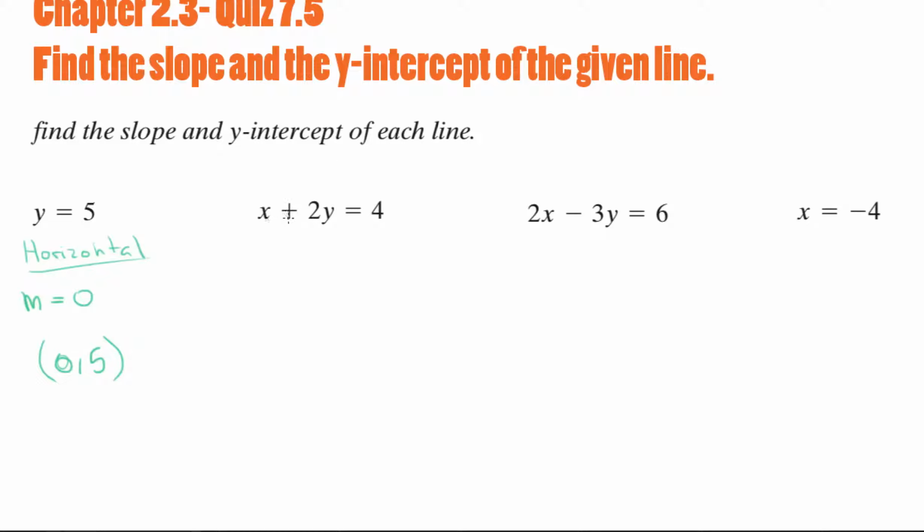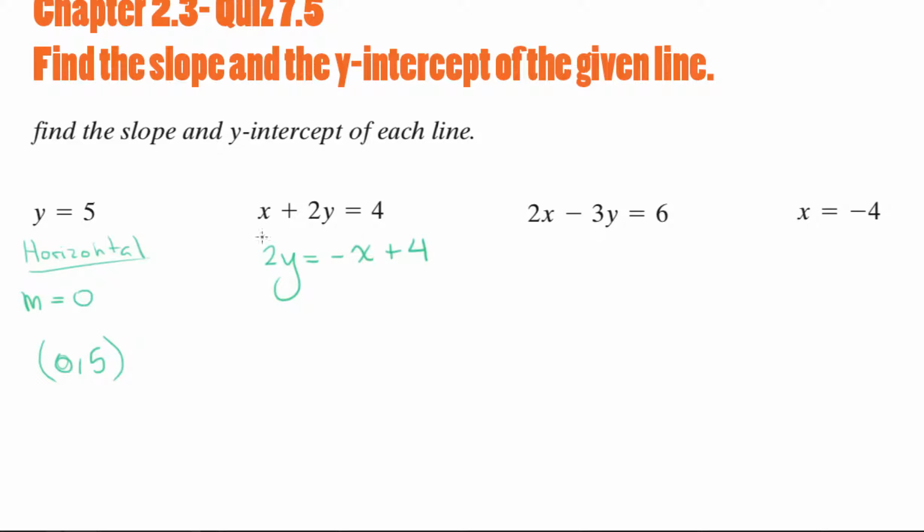Now, x plus 2y equals 4 is not in y equals mx plus b form. Therefore, we need to solve for y. We start with the x. We have to move it to the right side of the equality by subtracting. So 2y equals negative x plus 4. Notice that I subtracted and wrote x first. That was on purpose.